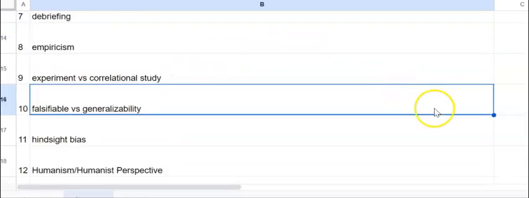Falsifiable versus generalizability. These are not really one against the other, but they're just both terms here. Falsifiable is the idea that a hypothesis can be proven wrong. If we have a medication and we're saying that this medication decreases depression levels, then our hypothesis would be if this person takes this medicine, then their depression would go down. That is falsifiable because it is possible that after conducting the experiment, there may be no effect on their depression. So that means it's falsifiable.